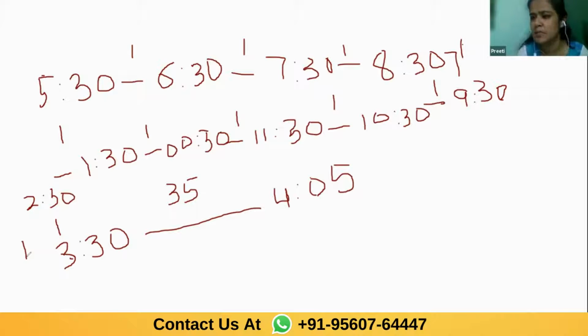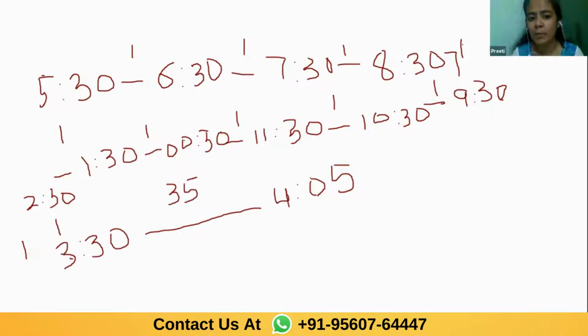Yes, Aradhya, what is it? Ma'am, I don't understand this question. You have to find out the time gap between 5:30 p.m. and 4:05 p.m. Okay Aradhya? After 1 hour what time is it? 6:30 p.m. Then again after 1 hour it is 7:30 p.m., then 8:30 p.m., then 9:30 p.m. Like this you can count on fingers also. Then 10:30 p.m., then 11:30 p.m.